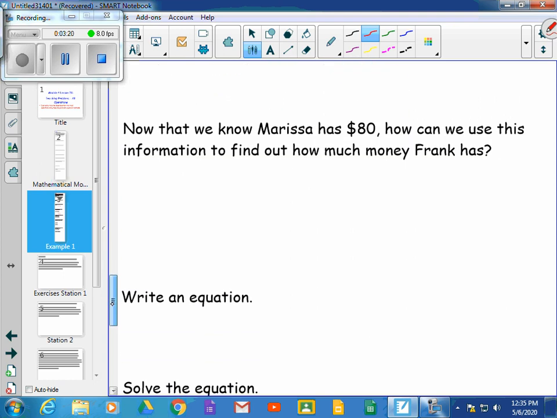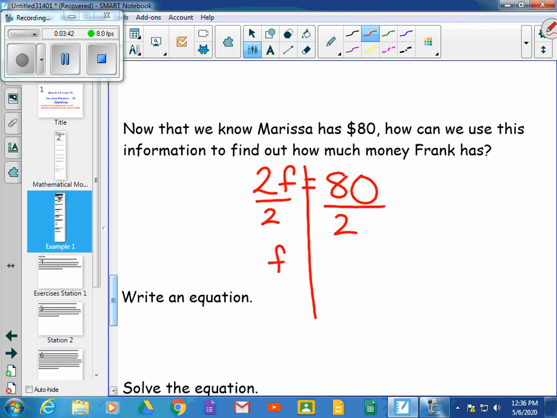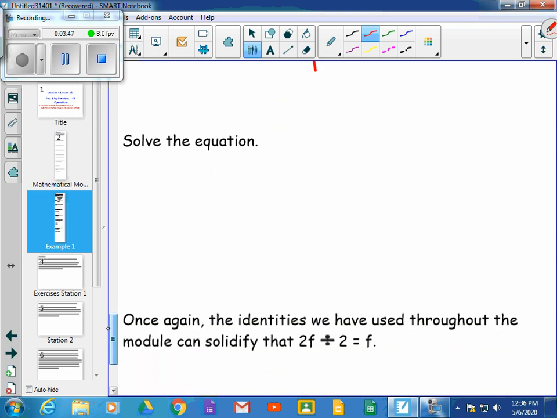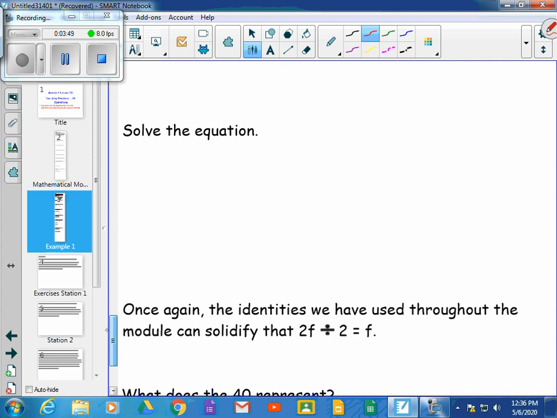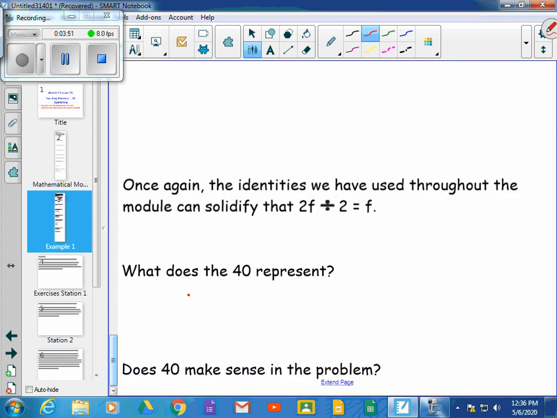Now once you know that she has $80, we can use that to find out how much money Frank has. Remember, Marissa's was 2 F's, twice as much as Frank, and that equals 80. If we solve that equation, we're going to divide both sides by 2. That means F equals $40. So what does that mean? That means Frank has $40. That's Frank's money.